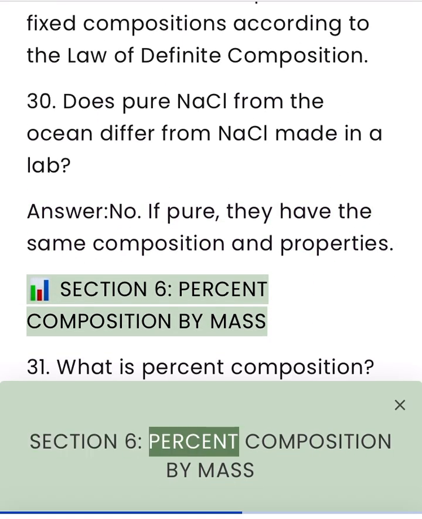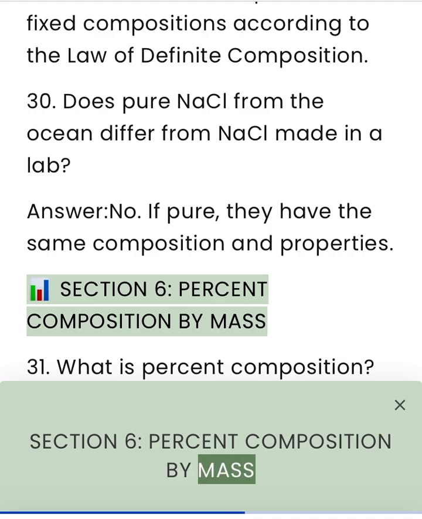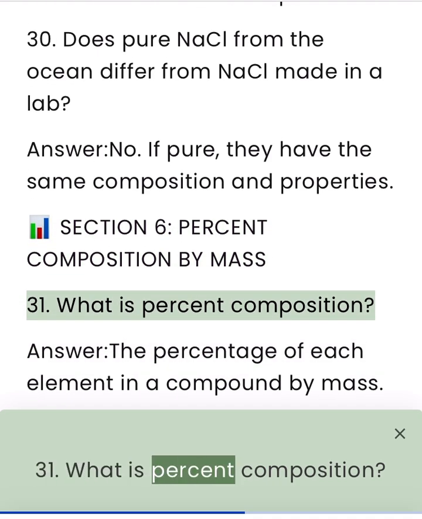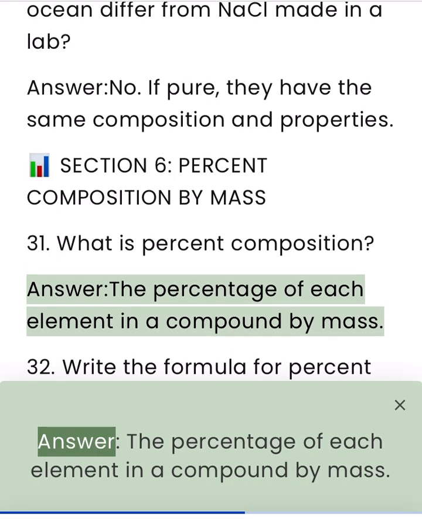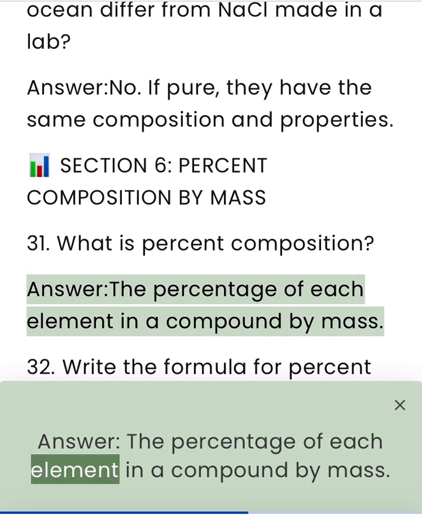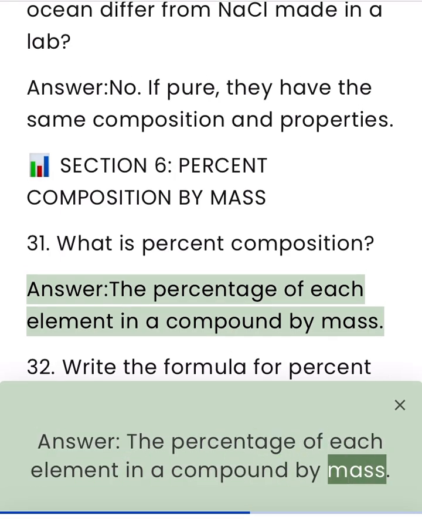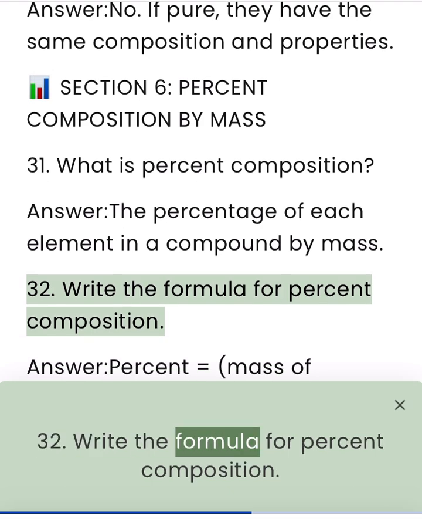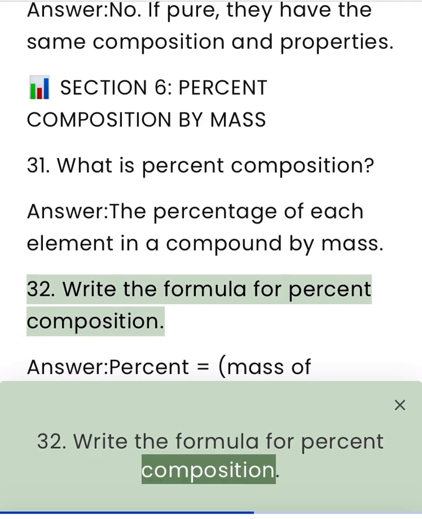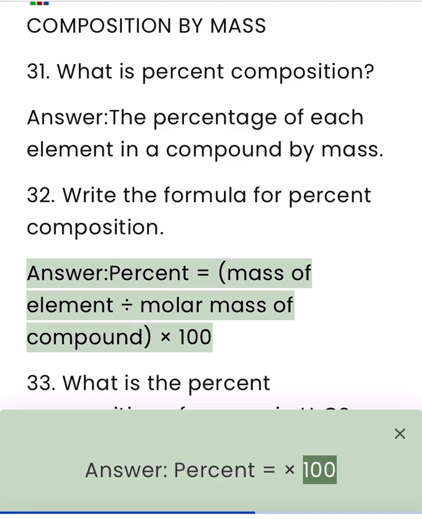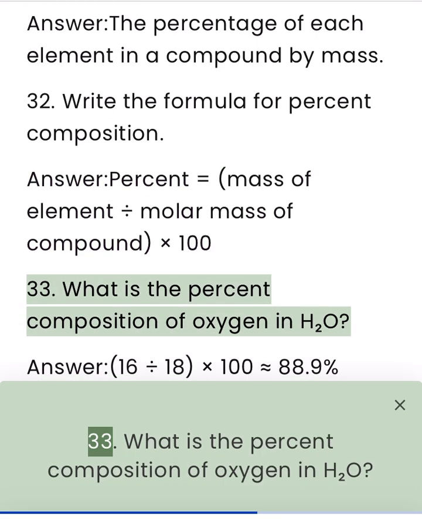Section 6. Percent composition by mass. 31. What is percent composition? Answer. The percentage of each element in a compound by mass. 32. Write the formula for percent composition. Answer. Percent equals mass of element divided by mass of compound × 100.